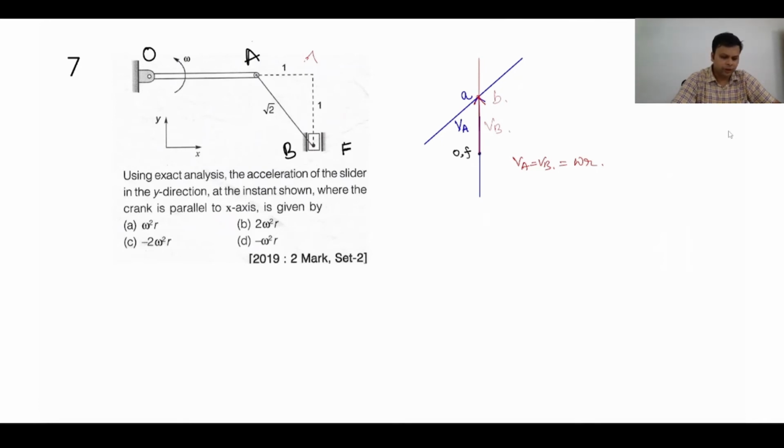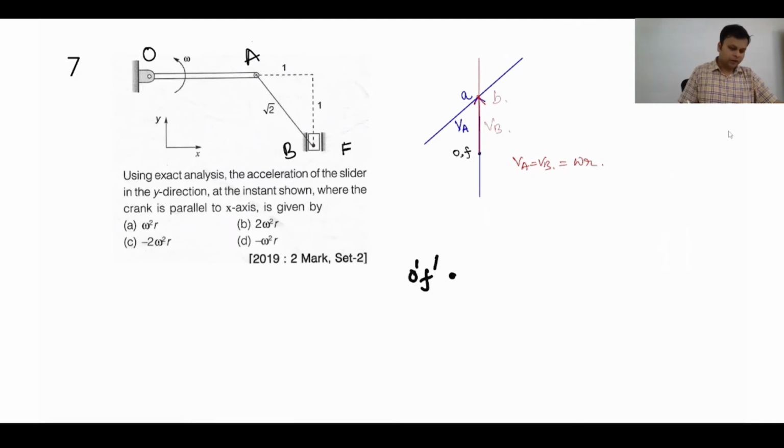Now we'll draw the acceleration diagram. This is the first time a question from acceleration analysis has been asked. But yes, you can do this even without drawing the velocity and acceleration diagrams. Now you need to draw the acceleration. So let us first mark the fixed points. This is point O and F, the fixed points.